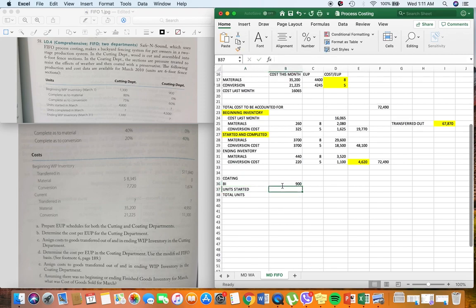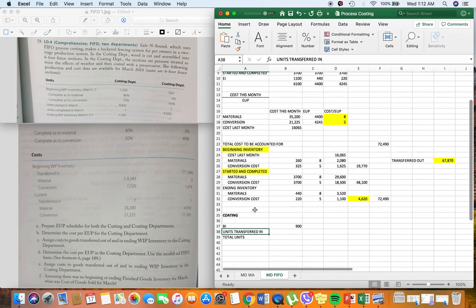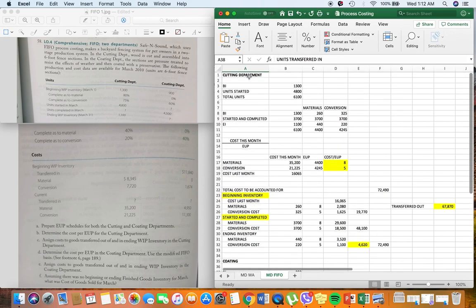And then, the units started, diba? So, the units started in the coding department. Syempre, we will use a different term for this, no? Instead of units started, we'll use units transferred in or transferred in units. Pareho lang naman. Units transferred in. So, the units transferred in the coding department will be coming from the cutting department. Okay? So, ilan yon, 'di ba?